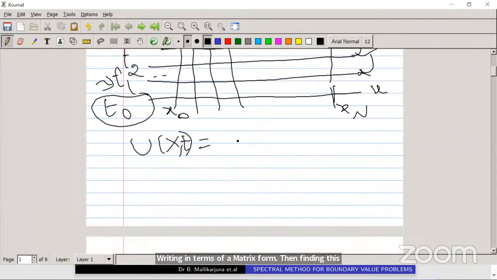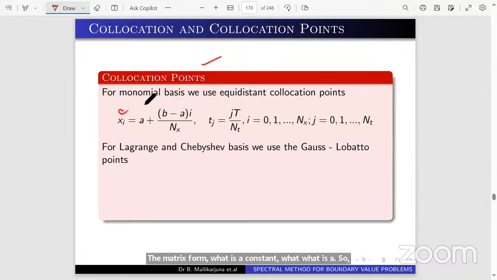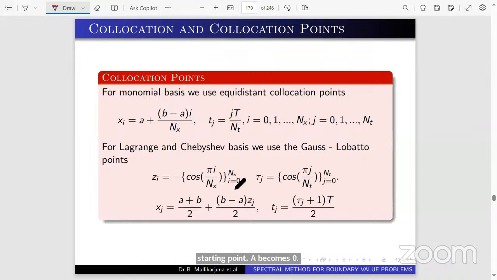Now, you may have a doubt: with respect to x and with respect to t, how do we get the matrix form? What is the constant vector? What is the solution vector after converting into the matrix form for these kinds of partial differential equations? Let us say the formula is the same. Here also a plus, but it always starts from 0. The t interval belongs to 0 comma t, right? So that is why the starting point a becomes 0. That's all. There is not much further information about it.